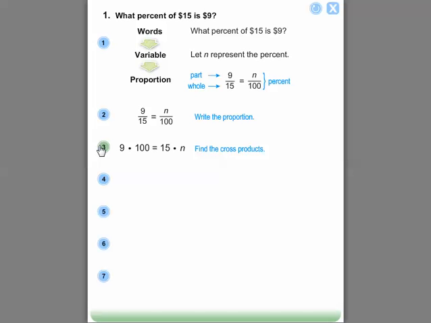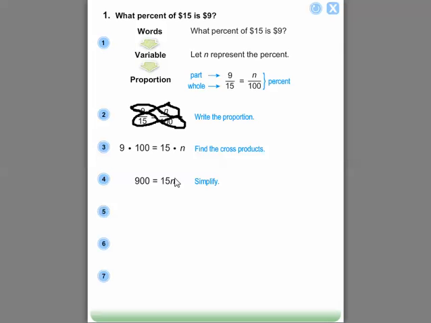And then we're going to find the cross products. So we have 100 times 9. Let's write this. 100 times 9 is equal to 15 times N. And then we can simplify that. So we have 9 times 100 is 900. And 15 times N is 15N.